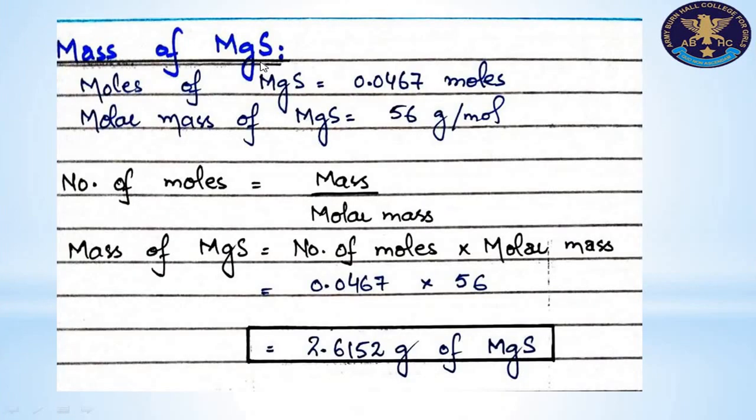So for the calculation of the mass of magnesium sulfide, the moles of magnesium sulfide is equal to 0.0467 moles, and the molar mass of magnesium sulfide is equal to 56 grams per mole. You have to use the number of moles formula, that the number of moles is equal to mass divided by molar mass. To calculate this mass, cross multiply the number of moles with the molar mass. This is 0.0467 times 56, which gives us the mass of magnesium sulfide, equal to 2.6152 grams of magnesium sulfide.